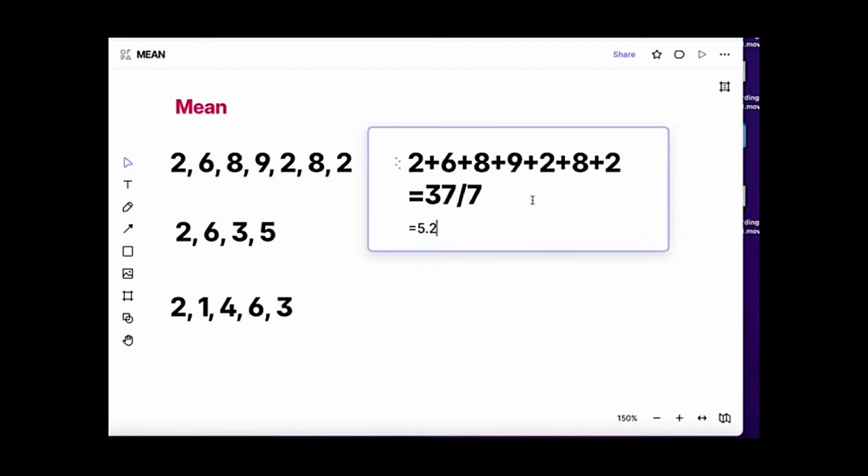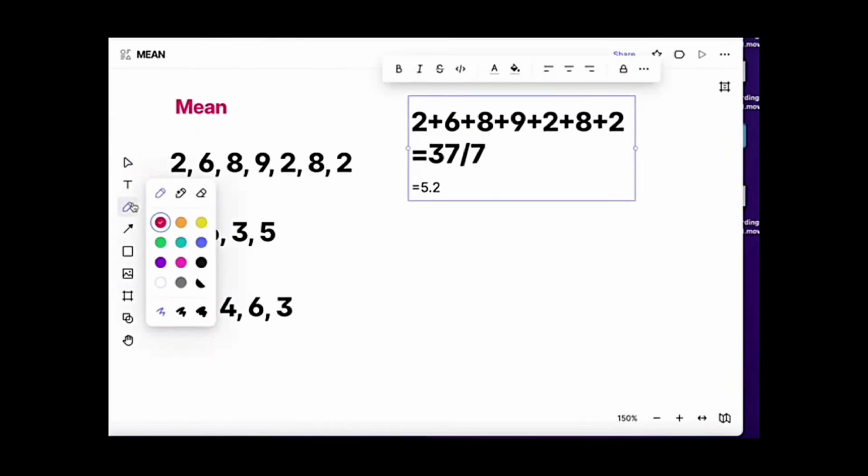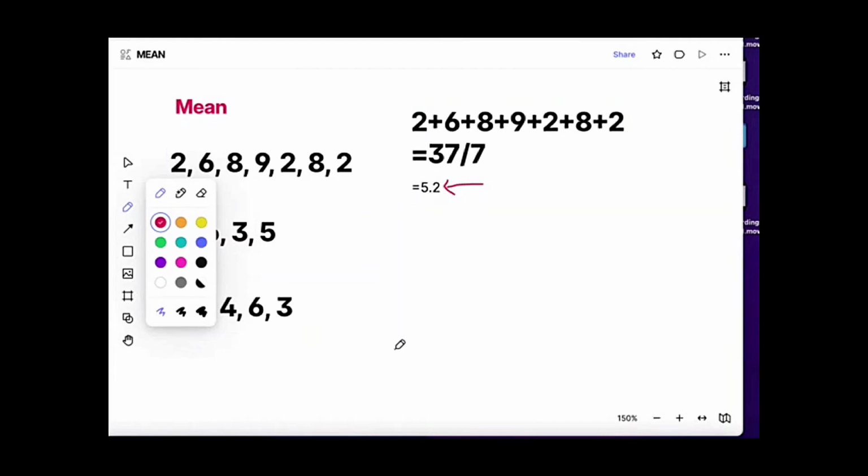So what does that mean? It means that the mean for this data set is 5.2. So again, what did we need to do? We had to add all of our numbers. After we add them, we have to divide them by the amount of numbers that we have in our data set, and then that is going to give us the mean.